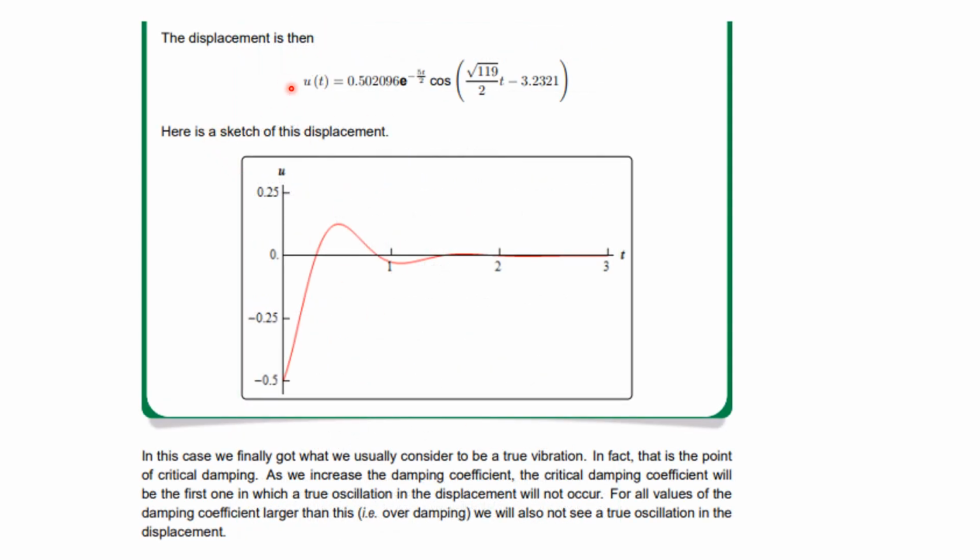So the displacement then, and now we're really just using it here, is the amplitude times e to the minus 5t over 2, times cosine of this, and there's your phase shift. And so here's a sketch of the displacement, and you see we do get a little bit of oscillation before things die out. So there is a true vibration, and this is the point of critical damping. As we increase the damping coefficient, the critical damping coefficient will be the first one where a true oscillation in the displacement will not occur. For all values larger than this, we will also not see true oscillation, but less than this, we do see true oscillation.